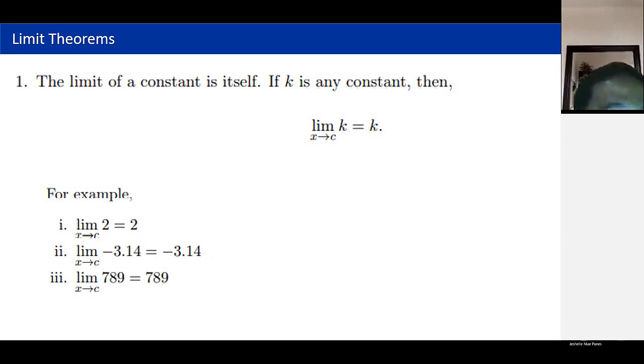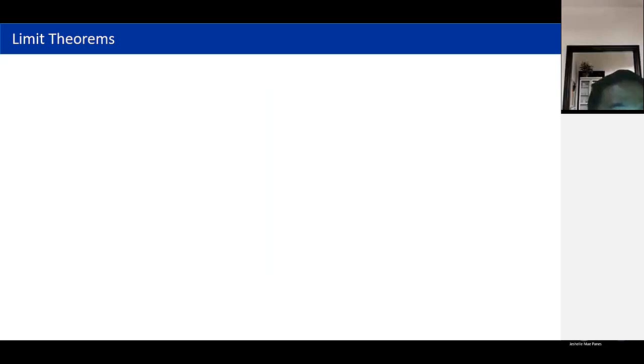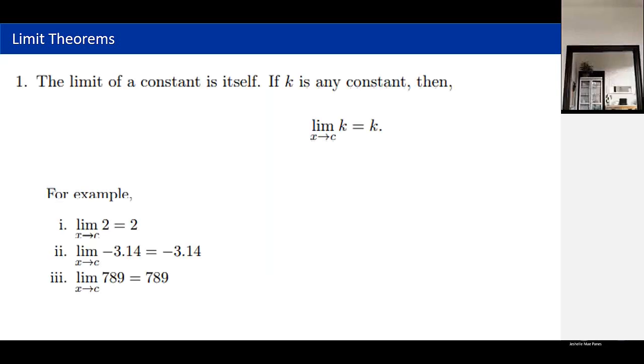Limit of negative 3.14 or negative pi as X goes to any real number is equal to negative pi. The limit of 789 as X approaching C is equal to 789 for any real number. So that is the limit. Any question? Wala. Okay, next. Number 2. Tandaan ha, yung limit of a constant is constant.